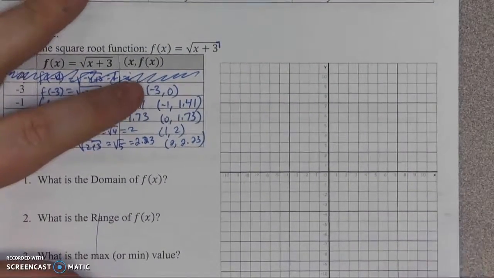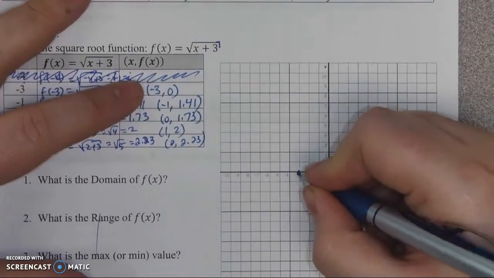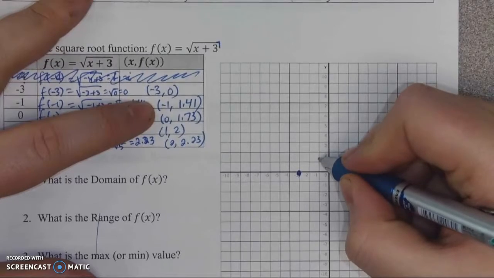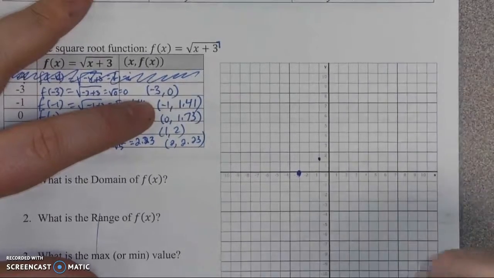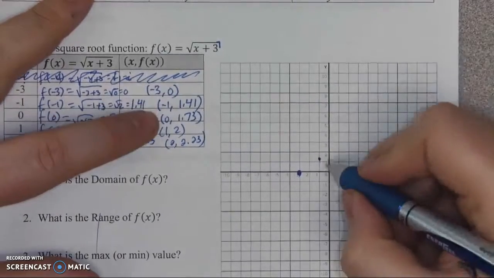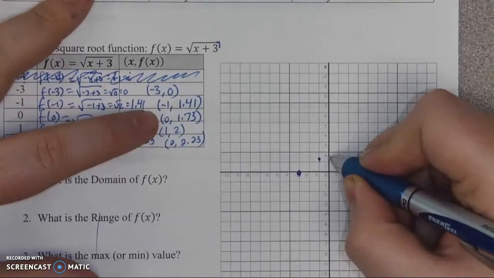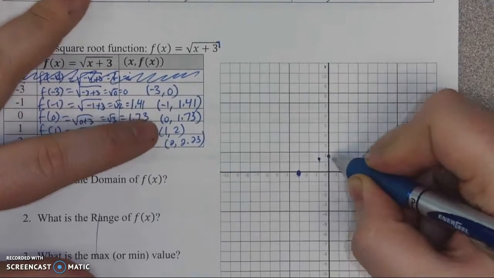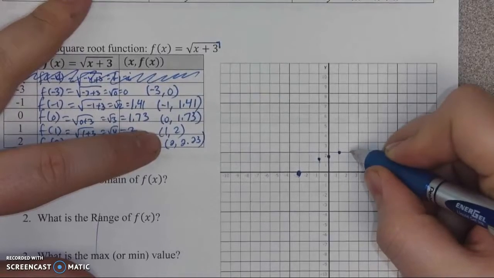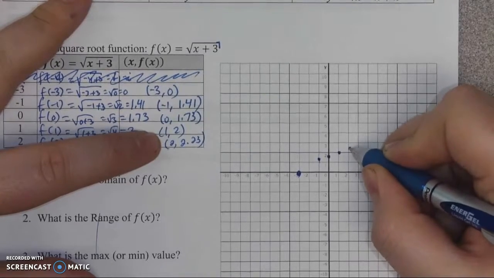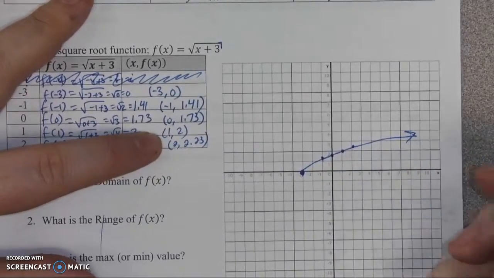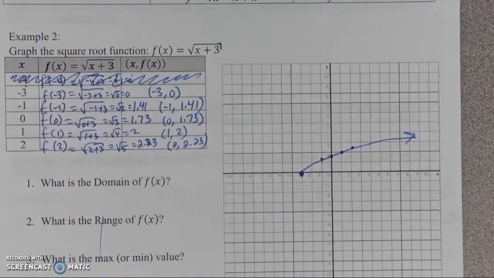So we'll plot the point negative 3, 0, negative 1, 1.41. Be careful with this point. This is just above the 1 on the y. 0, 1.73. 1 comma 2. And 2 comma 2.23. So this is what that graph would look like. It's just a transformation of your square root of x function.